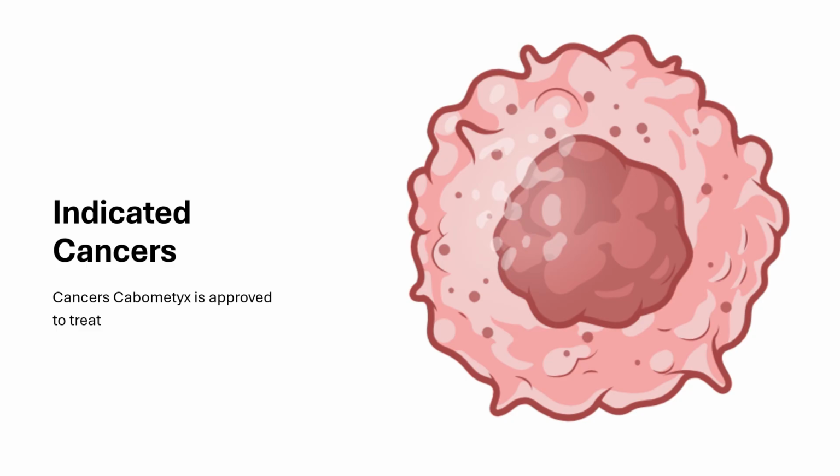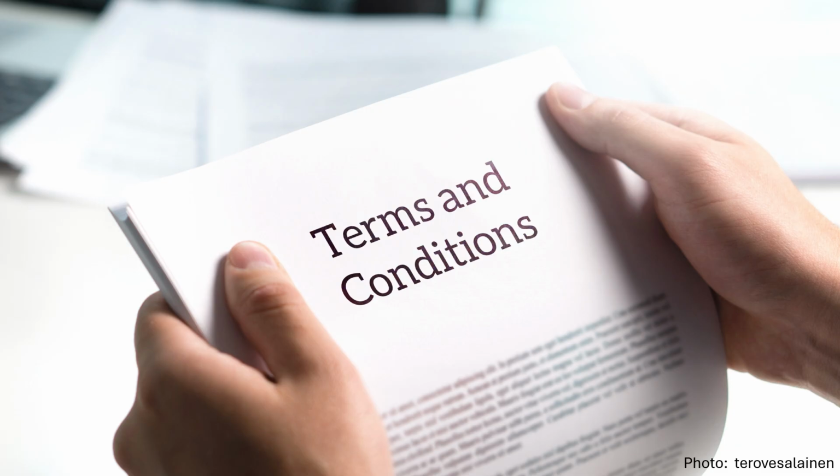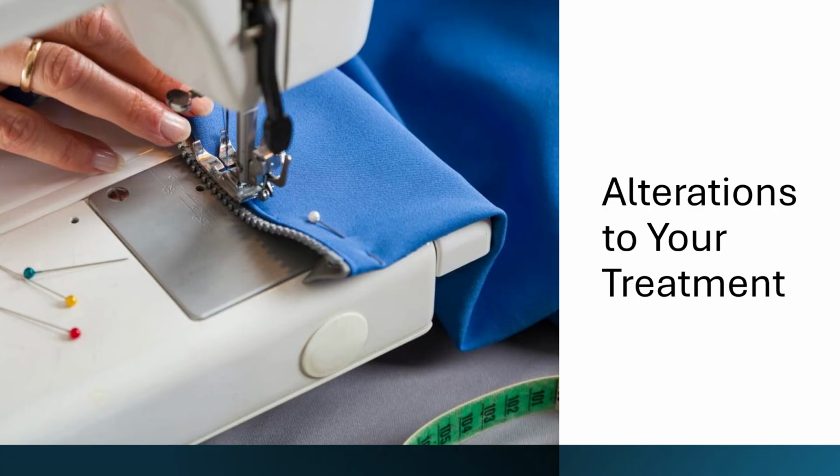To get started, let's first identify the cancer targets for Cabometyx. Those targets are advanced renal cell carcinoma, hepatocellular carcinoma, differentiated thyroid cancer, and neuroendocrine tumors. Now, these are all big medical terms and names, and the specific use of Cabometyx for each of these diseases comes with its own stipulations. So, to provide some context, these stipulations are in place because of the efficacy and safety studies approved by the FDA. However, an individual patient may actually receive alterations to their therapy at the discretion of their doctor.